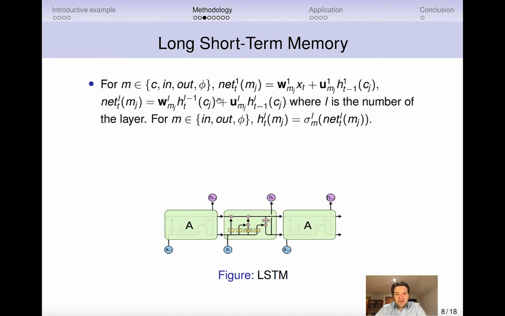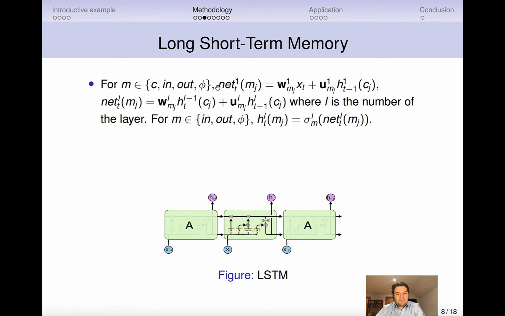We also define a net, but now we have different cells. We can have cells that come from what we will name an input gate, an output gate, a forget gate, or the cell gate. The cell, which is the general treatment that will give the output. And for each of those four neural networks, we have nets. M can belong to those four possible neural networks.